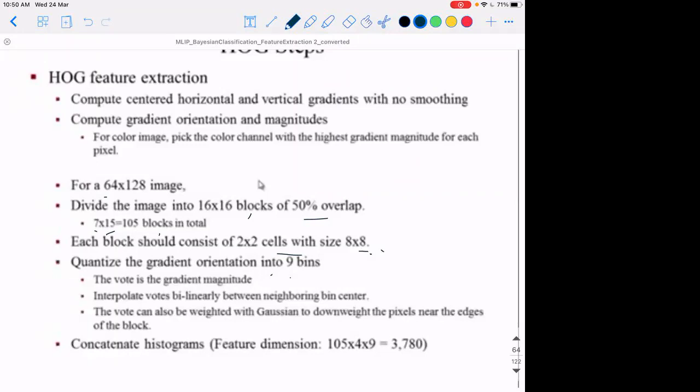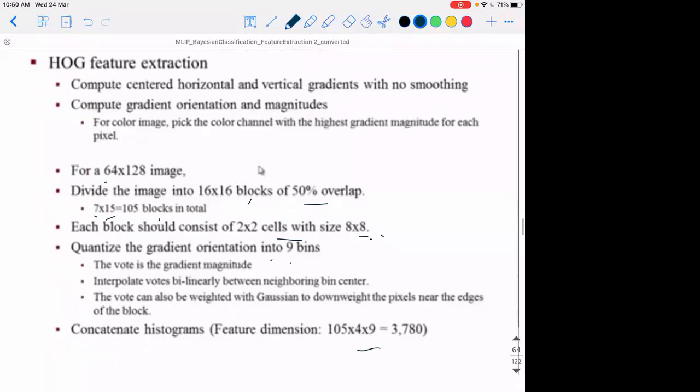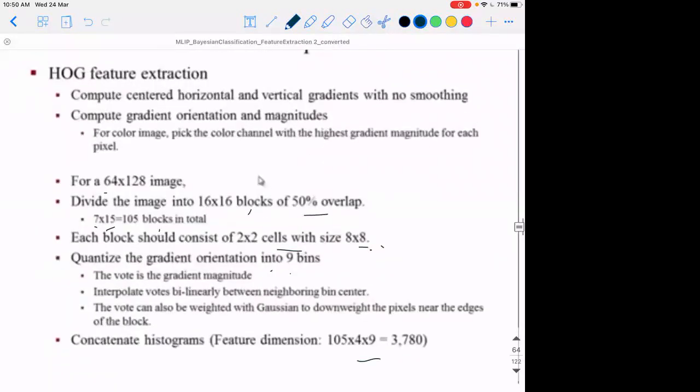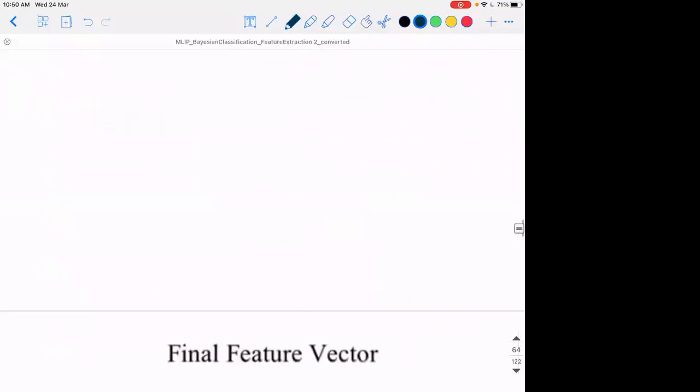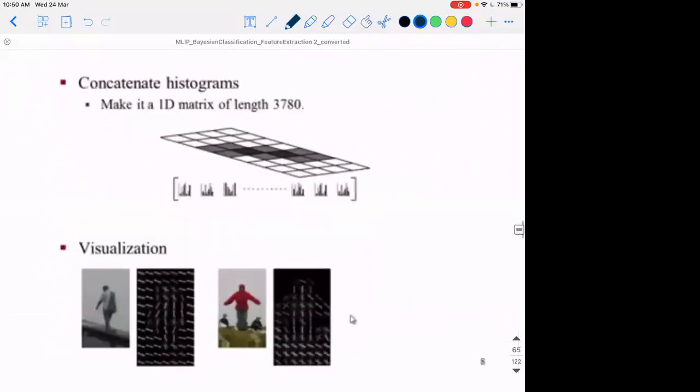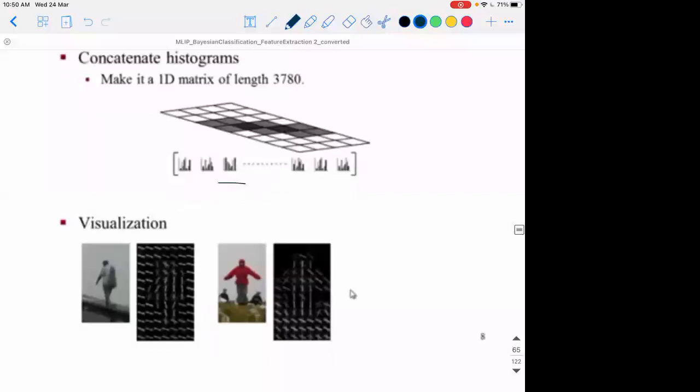That is essentially, as you can see here at the end, 3,780 cross 1. This much feature vector they have got for each of the images. Given this image, as I mentioned, they concatenate each of these local feature vectors to get the final feature vector of this dimension. The effectiveness of these feature vectors is that they capture the local shape.